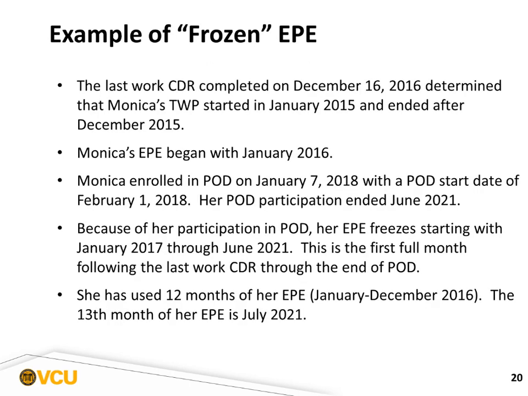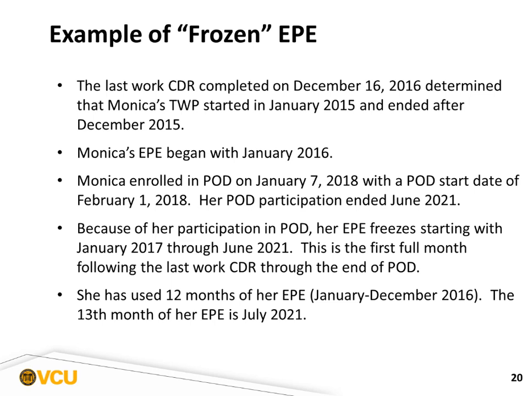Slide 20. On slide 20, let's look at an example of Monica's EPE. The starting point is finding out information about that last completed work CDR prior to POD. In Monica's case, this was December 16th, 2016. Now during that work CDR, Social Security determined that Monica's TWP started in January 2015 and ended after December 2015. Therefore, her EPE started in January 2016, the next month after the end of the TWP.